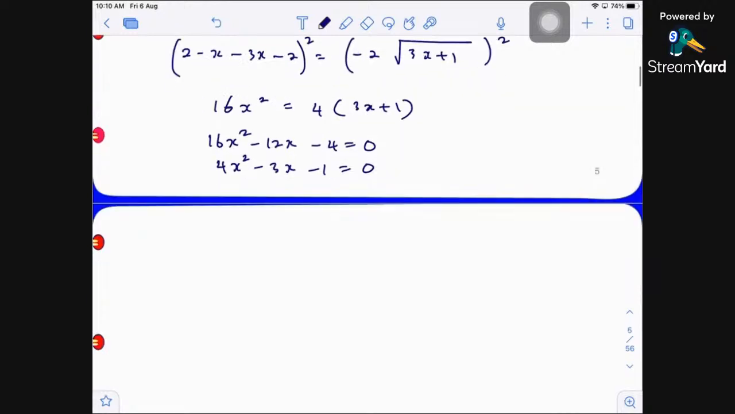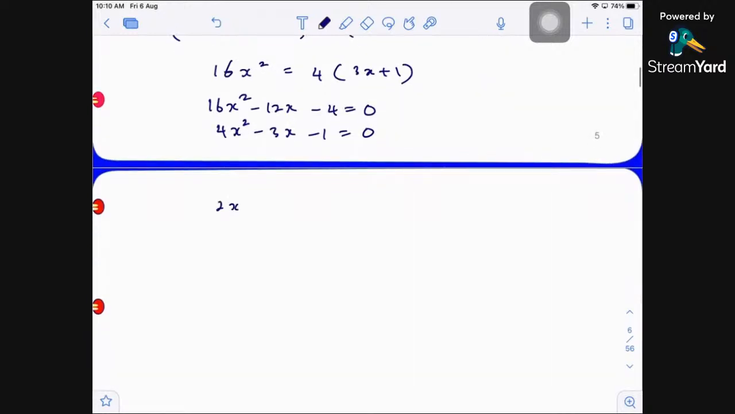Now from here I have to factorize this. If I want to use my calculator and factorize, also can, or you can use the formula. If you press your calculator for this, I'm very sure you get the answer x minus 1, and one more will be 4x plus 1 equals to 0. So x equals to 1 and x equals to negative 1 over 4.